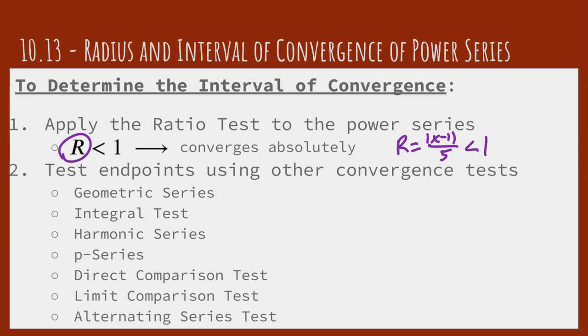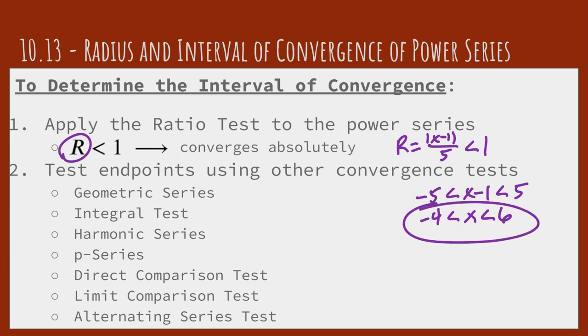We solve that inequality. So we multiply both sides by 5. When we have an absolute value inequality for less than, we end up with an inequality that looks like this. And then we add 1 and we get, so this is just a specific example, but you can see here that it gives us an interval.